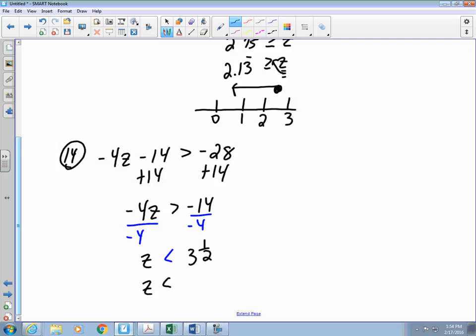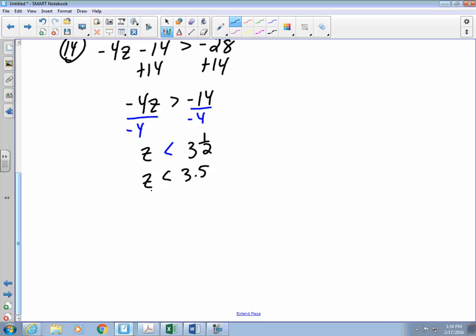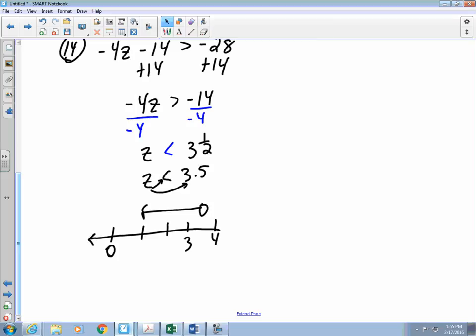Now here, the variable's on the left, so I'm going to read it left to right, and I come to the point first, so that's a less than. So I have an open circle. So here's 0, 1, 2, 3, 4. 3.5 is in between, open circle, less than is always left.